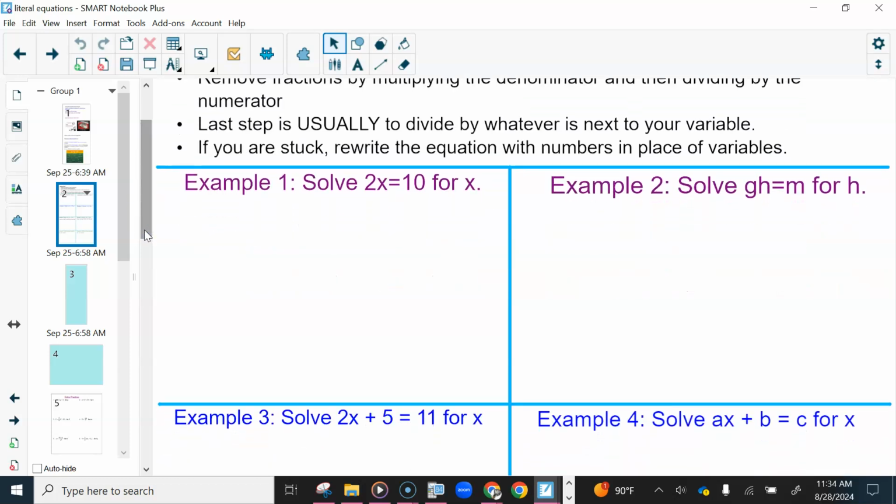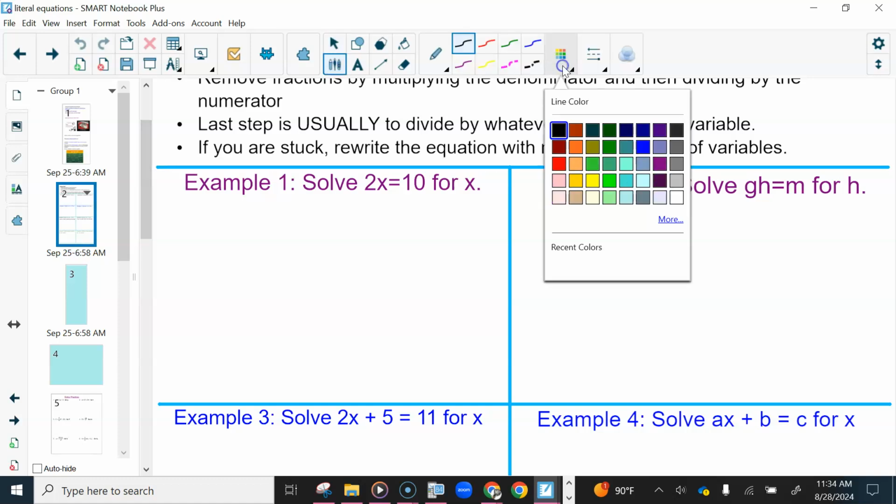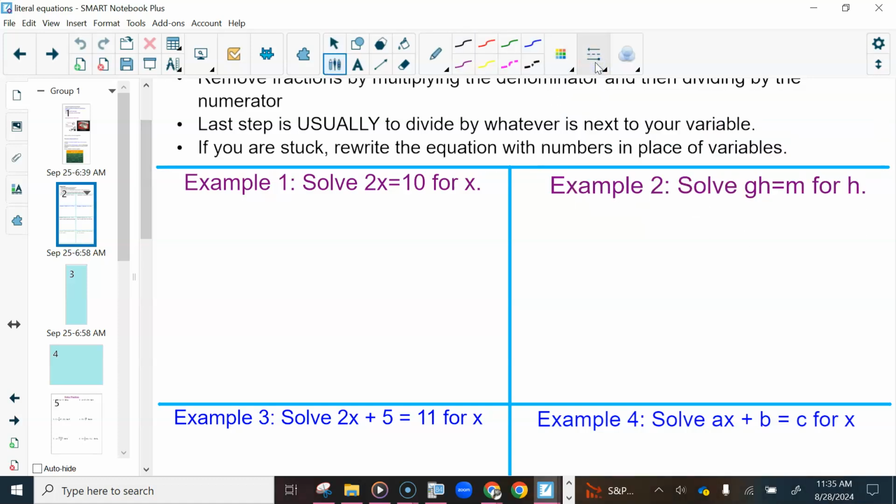Alright, so we're going to do like a mixture. We're going to do some actual equations, and then we're going to do some literal equations and see how they're the same or different. Okay, so for example 1, how would I solve this? How would I get that x by itself? Divide both sides by 2. So that x is 5. Good. Now, in example 2, the format is similar, but we don't have any numbers. We want to solve this problem for h. We want to get h by itself. How could we get rid of g?